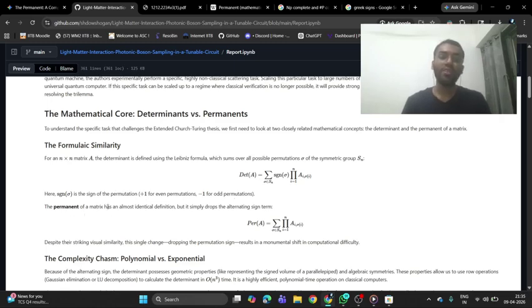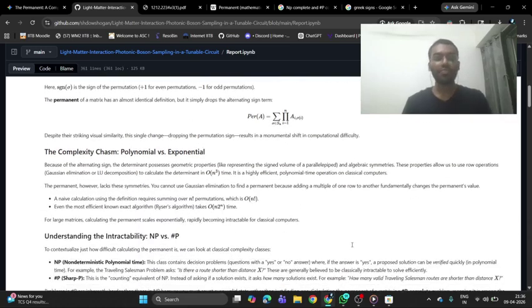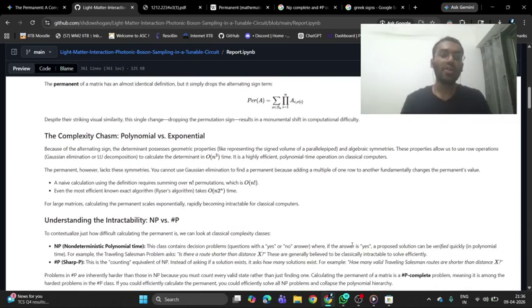Whereas the permanent of a matrix has an almost identical definition, but it simply drops the alternating sign, as you can see here. Despite their striking visual similarity, there is a single change, dropping the permutation sign. This results in a monumental shift in computational difficulty. Now we understand the complexity chasm.